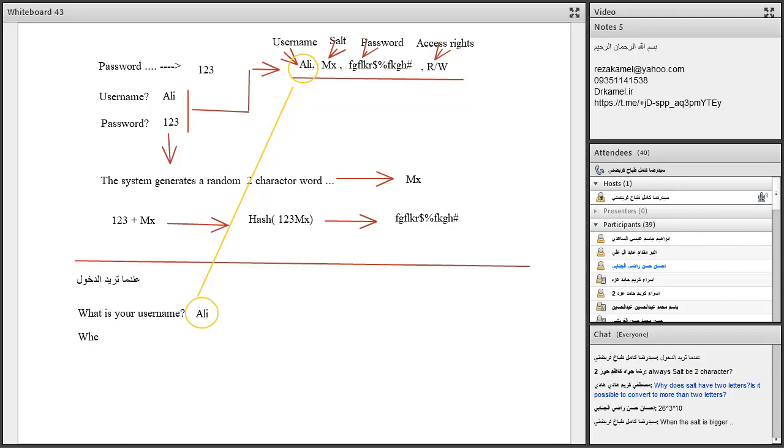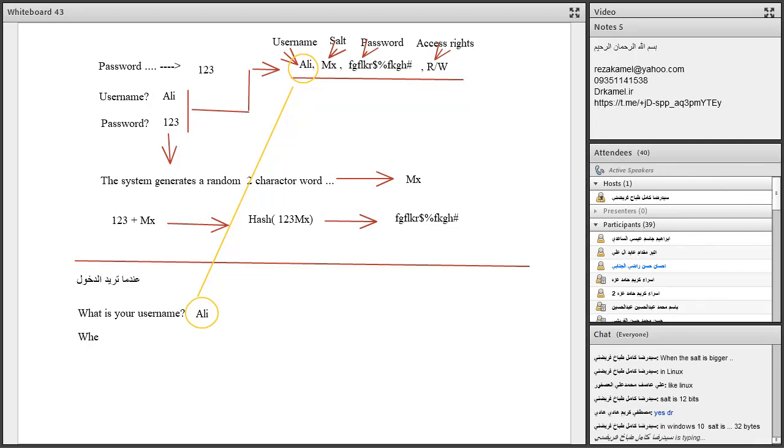So for example in Linux, salt is 12 bits, exactly 12 bits. But maybe in Windows 10 salt is, I don't know, maybe 32 bytes. It's possible that maybe in the next version of Linux it is for example 64 bytes, and that one was 12 bits, or something like that. So it depends on the operating system.